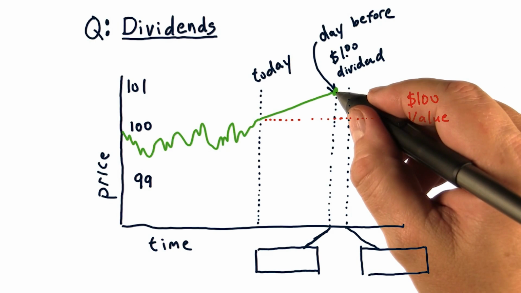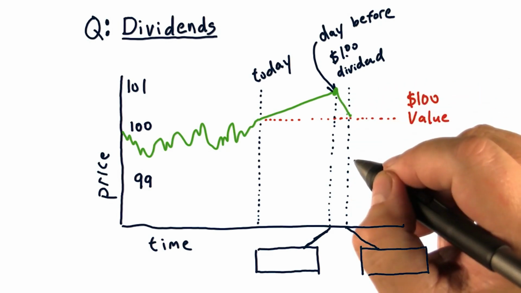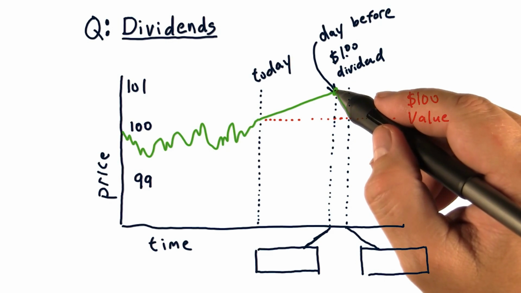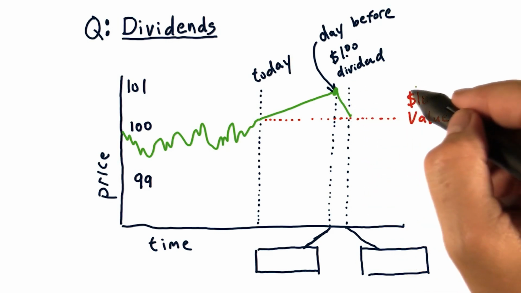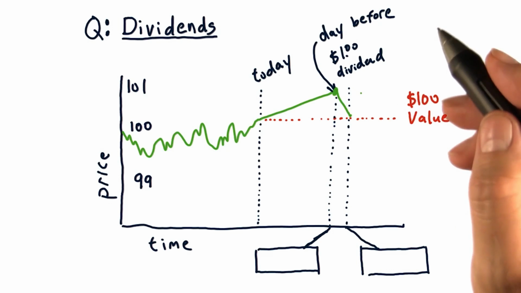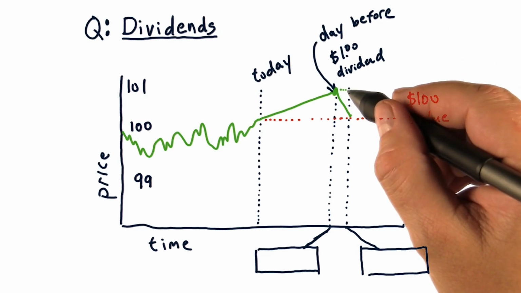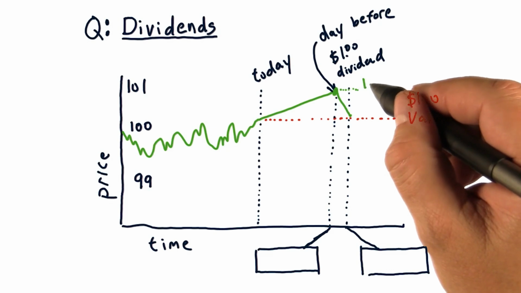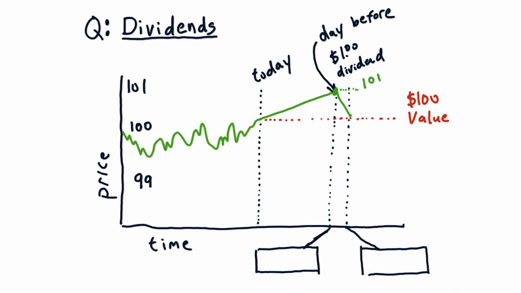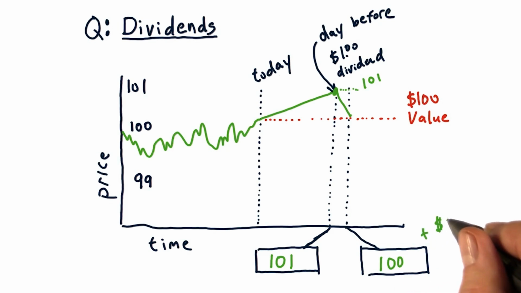On the very next day, the price is going to drop by $1, and everybody who held a share that day will have 1 share of stock and $1. So their value continues at this $101 level. So the answers are the day before, the price we should expect to see is $101, and the day the dividend is paid, we should expect to see $100. And don't forget, you got your $1 dividend also.